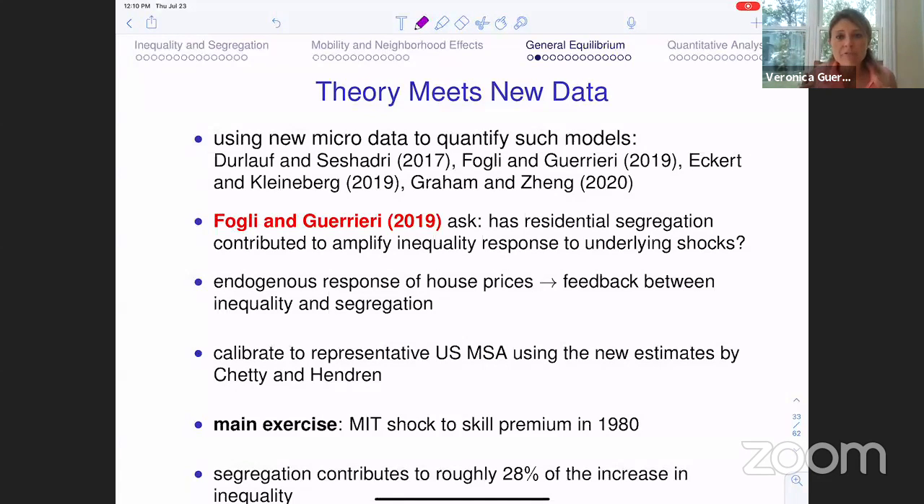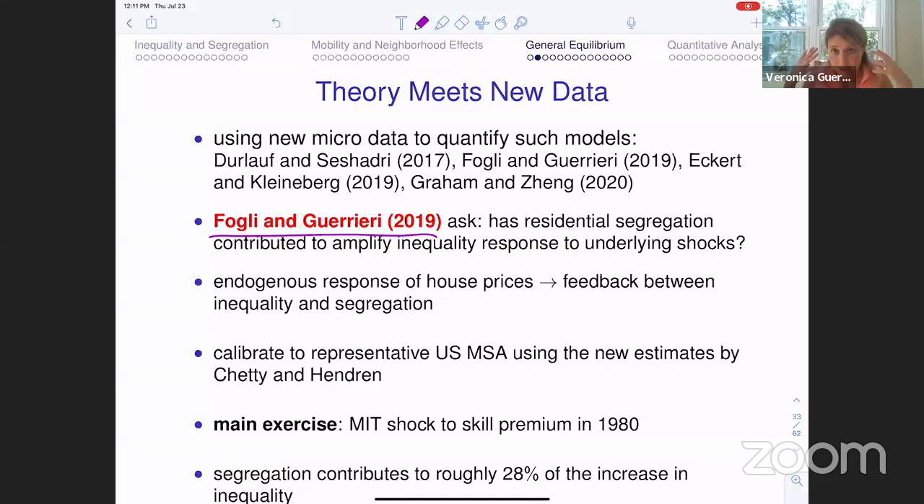And I'm going to focus, in most of the second part of this lecture, on a paper I wrote with Alessandra Fogli that asks exactly the question: using such a model, and exploiting the new estimates by Chetty and Andre to discipline the model, can we answer the question of how much residential segregation contributed to amplify the rise in inequality in response to underlying shocks?